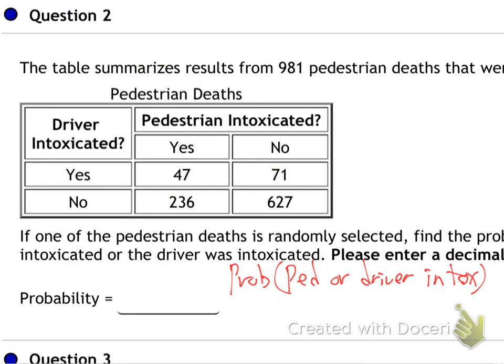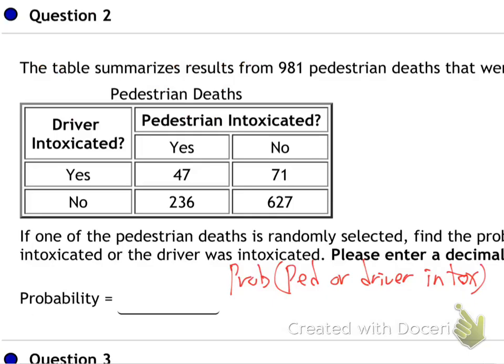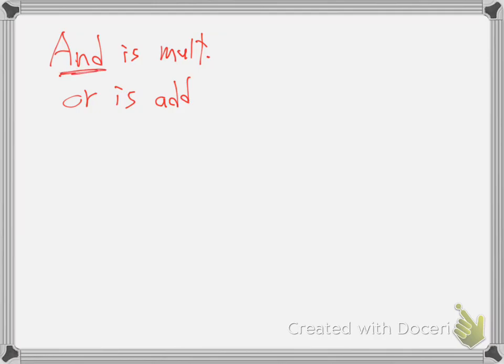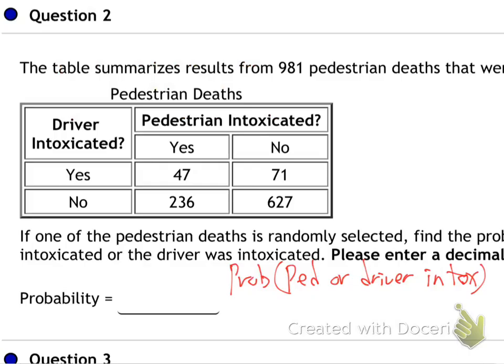And that is this. Let me just write this up for you. And is multiply or is add. I'd like you to see the truth of it. So, and does not go with add. They're opposites. So, and is multiply or is add. Let's see it in action.